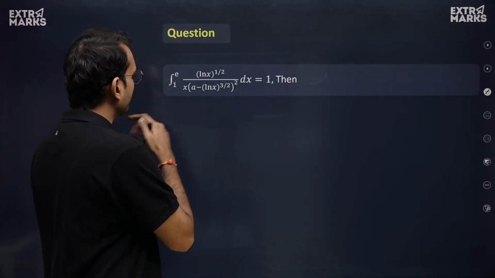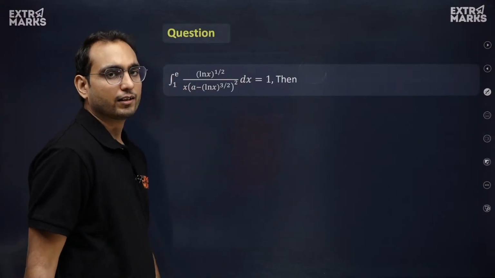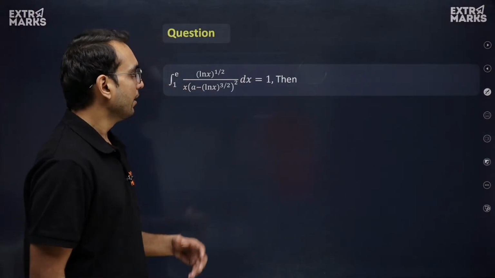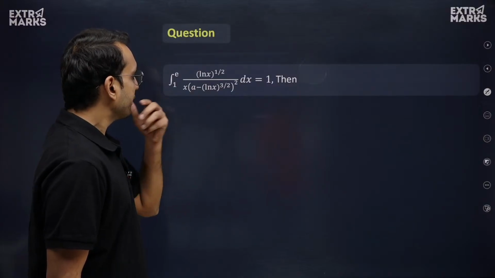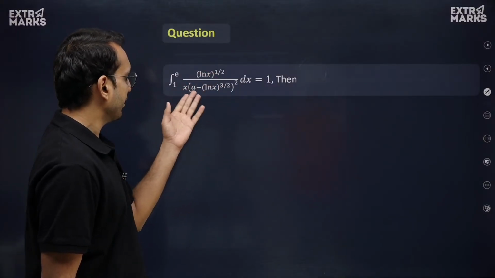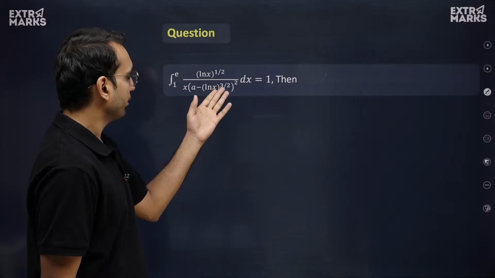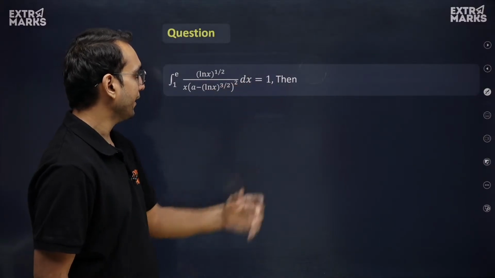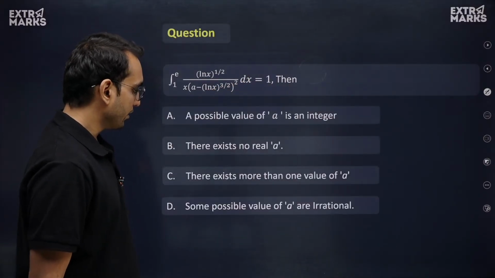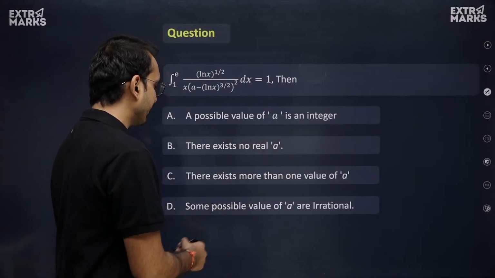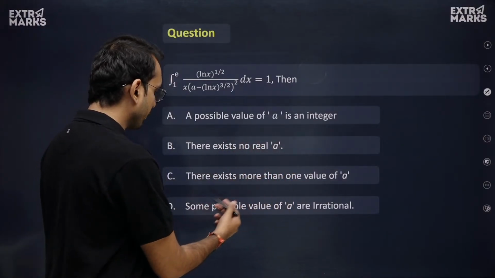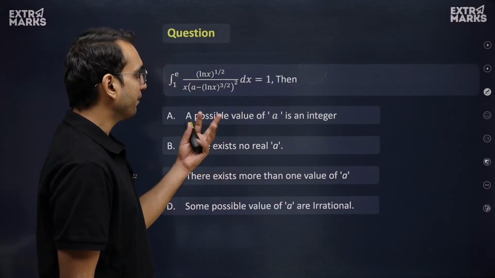Again an integration question, 1 to e. So basically you can see that calculus is very dominant in this paper, right? When you see (ln x)^(1/2) upon x, (a minus (ln x)^(3/2)) whole square is equal to 1, then some options are there. Possible value of a is an integer, there exists no real a, there exists more than, okay. First let's find the value of a, then we'll see.